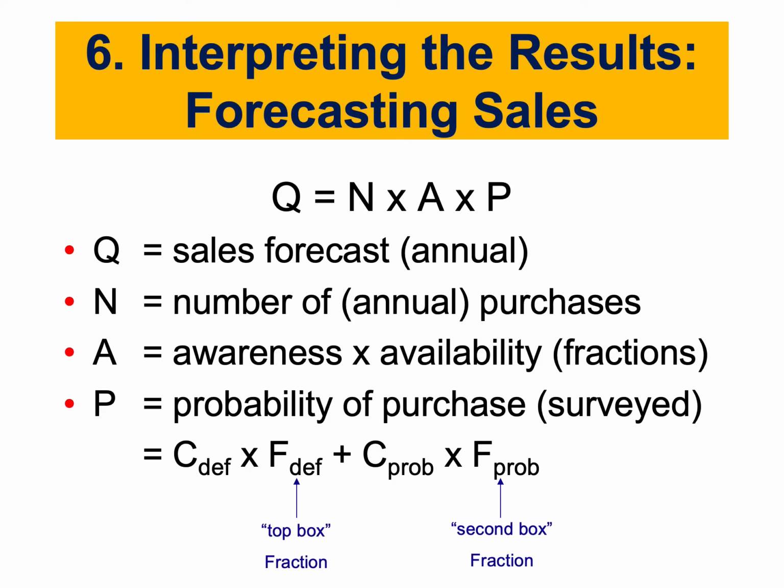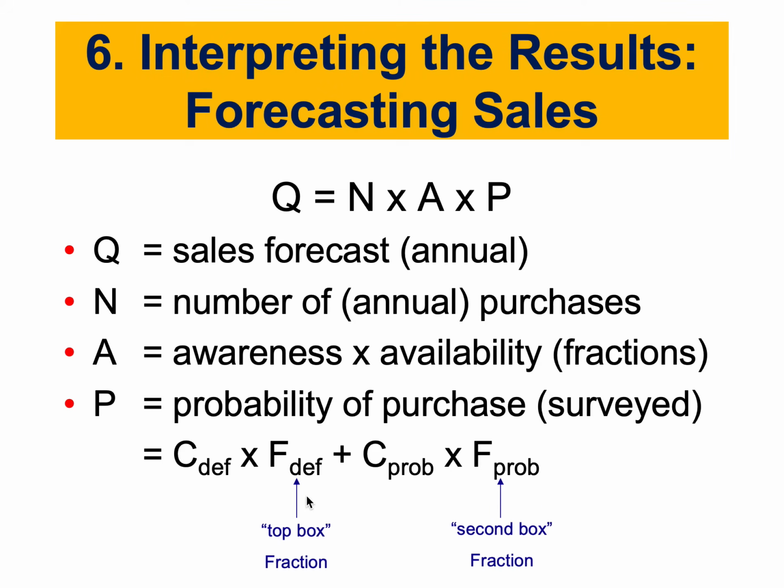And the last one, P, is a probability. It's the probability that the product is purchased if available and if the customer is aware of it. And we get this value P based on the surveys that we collected in the concept testing step. It's a lot of information, but I would like you to absorb it. P is calculated by this formula here, where we have C. This is called the calibration constant of people who are going to definitely buy our product, and this value is a set value, and we are going to use it to be 0.4, so 40%. And C prob is the calibration constant for the people who are going to probably buy our product. Now, the F def and the F prob.